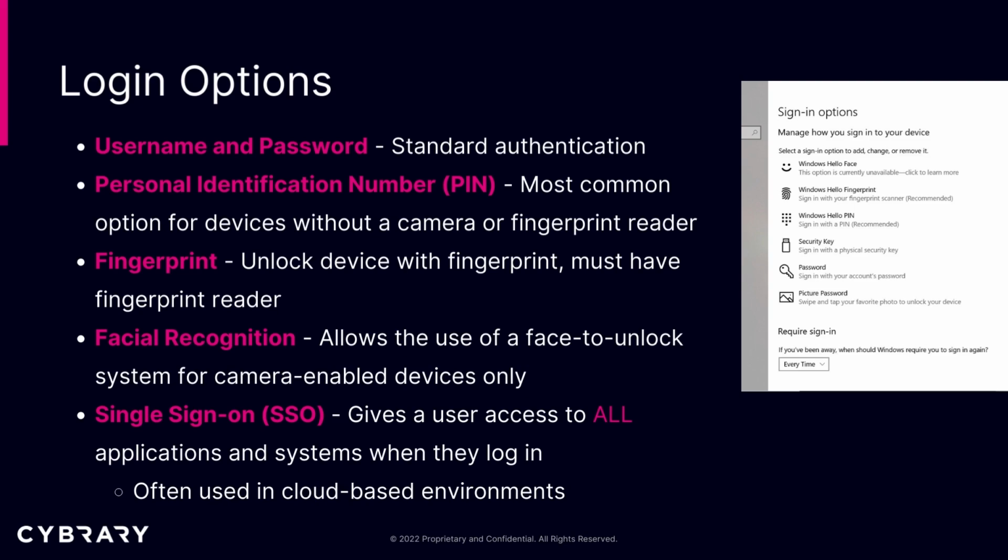Of course, we have the standard username and password. Then we have the PIN, or personal identification number, the most common option for devices without a camera or fingerprint reader. Also, you can use a fingerprint on some devices that have a fingerprint reader. You can unlock the device with a fingerprint. Facial recognition: if your laptop or tablet has a camera and has the Windows operating system, you can log into the system by using facial recognition.